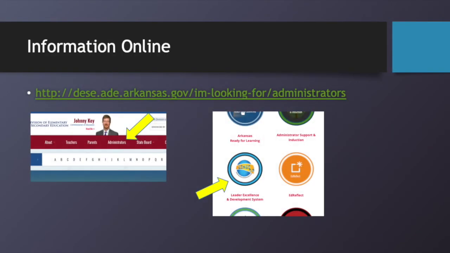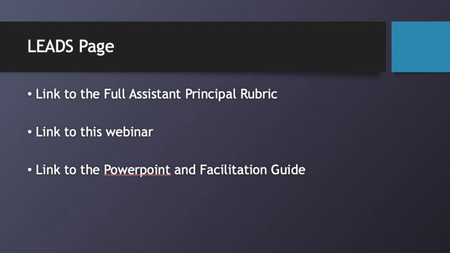Which brings us to our final slide. If you haven't been to the DESE webpage lately, I hope you go and visit it because it has been reorganized, especially the administrator tab. You can find Commissioner's Memo, Arkansas Ready for Learning links, induction, EdReflect help, all sorts of good educator data, and the Leader Excellence and Development System, otherwise known as LEADS, is there. And when you click on LEADS, you're going to find the following information. The link to this full assistant principal rubric will be there. We only looked at 4 of the 20 components, but you'll be able to see the entire rubric.